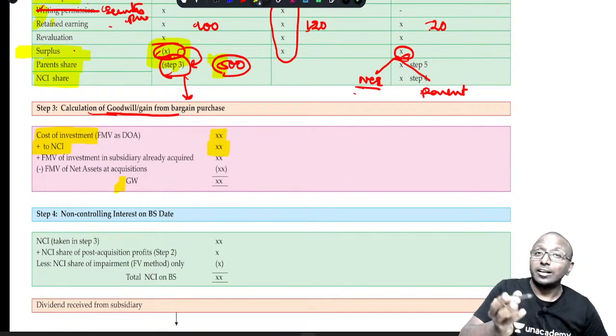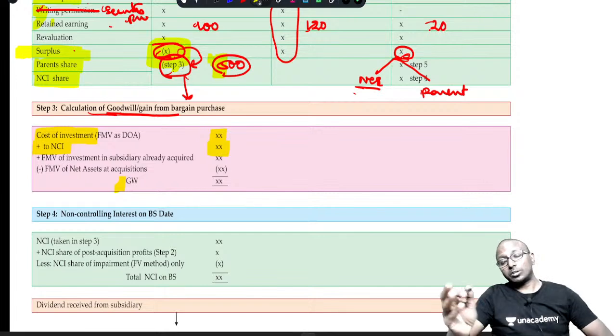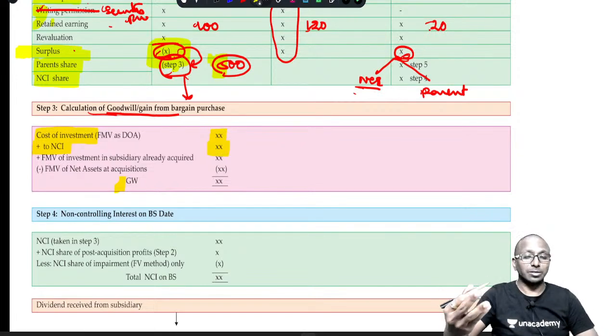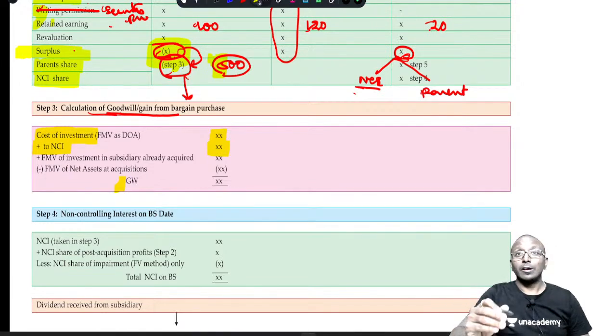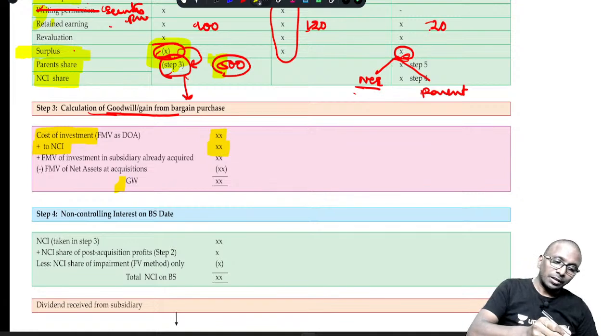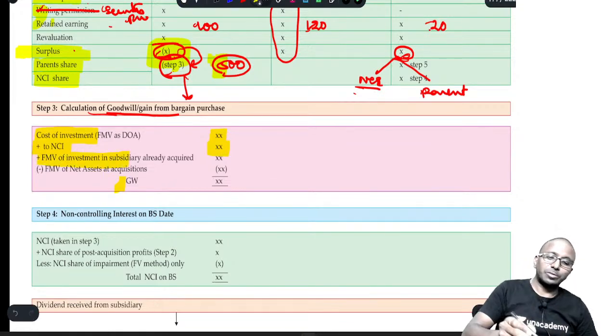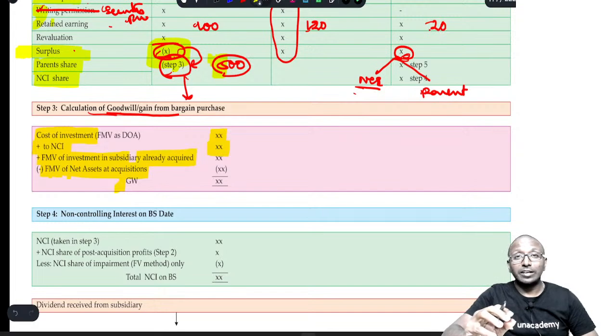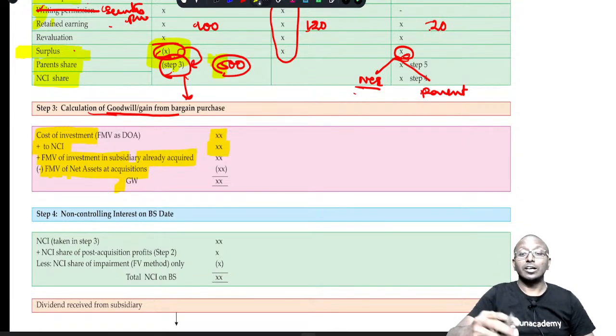Plus, if you have already acquired something before the date of acquisition, before getting control, if you had already acquired some shares, the fair market value of those shares is also supposed to be considered. That is the fair market value of the investment in the subsidiary which is already acquired, minus the fair market value of identifiable net assets. You got my point? Fair market value of identifiable net assets.